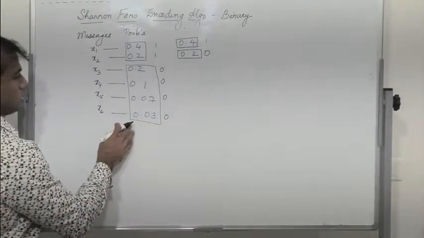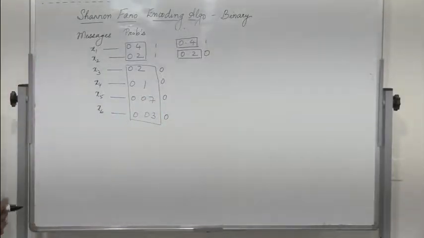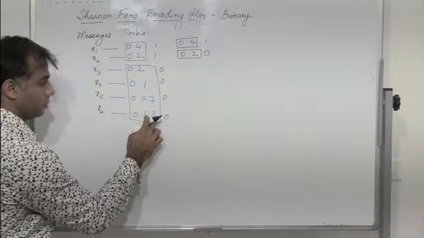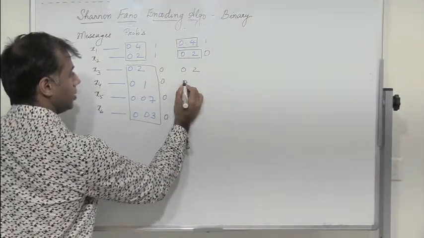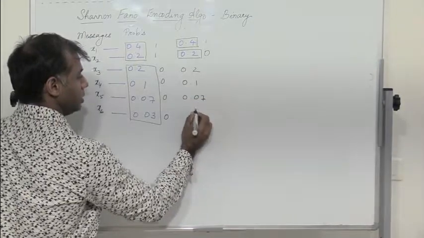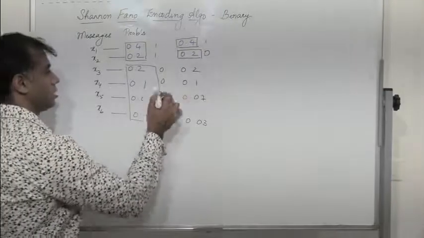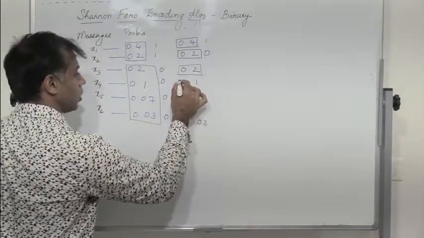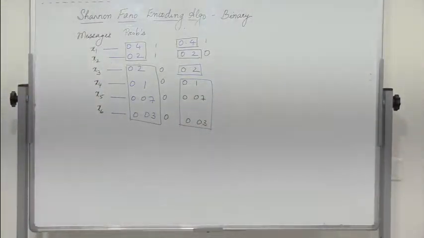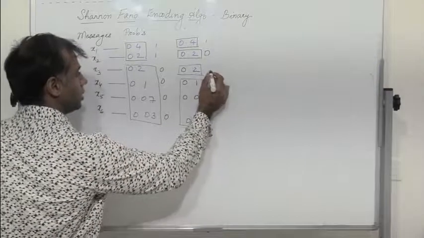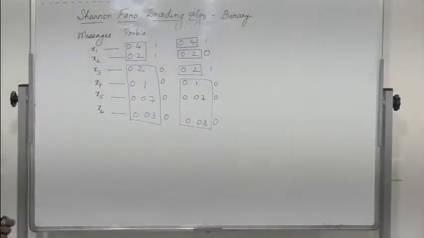Now, coming to the next group here, divide this into 2 parts of nearly equal probabilities. This is 0.2. When you add these 3 again, you get 0.2. So I have 0.2 here and 0.1, 0.07, 0.03. So divide this into 2 equal groups. 0.2 becomes one group and these 3 form another group. So assign 1 to the top group and 0 to the lower group.